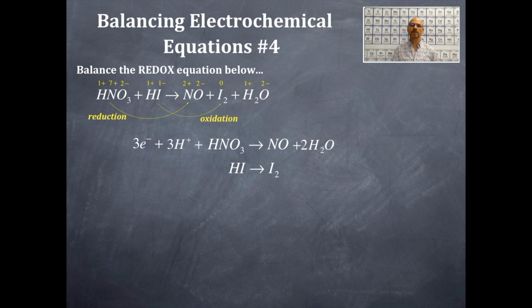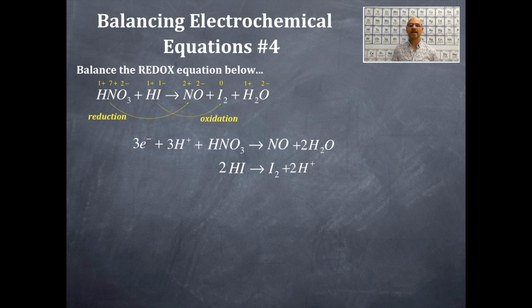Now I'm going to move to the oxidation half reaction. The first thing you need to do is balance for all elements other than oxygen and hydrogen. On the reactant side, I have 1 iodine, and on the product side, I have 2 iodines. So I need to put a 2 stoichiometric coefficient in front of the HI. That will balance the iodines. Now I have 2 hydrogens on the reactant side and none on the product side, so I need to add 2 hydrogen ions onto the product side.